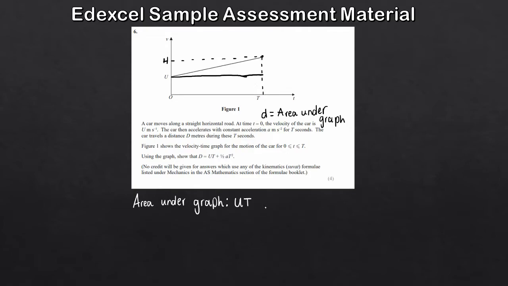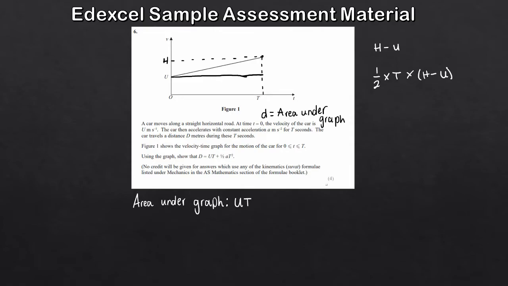We need to obtain this a half at squared now. Well, we need to work out the area of the triangle then. That's going to be a half. Remember, for the area of a right angle triangle, you're going to divide base times height by 2. So the base here will be t, and the height of this triangle will be h minus u. So the area of the triangle is a half times the base t times the height, which is h minus u.